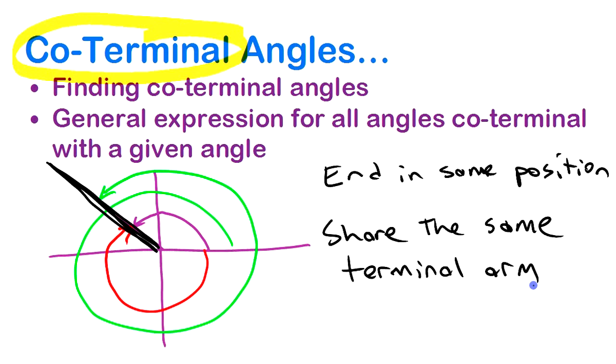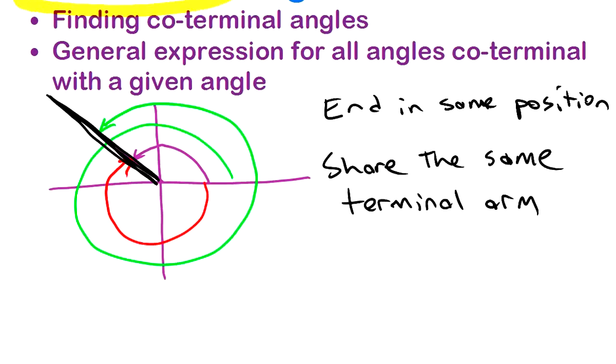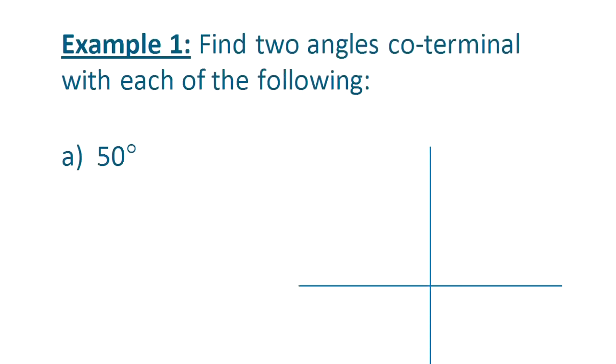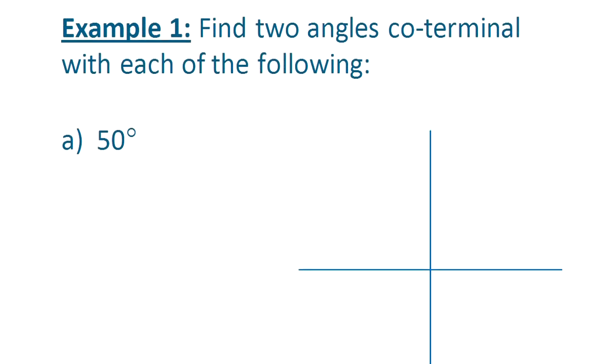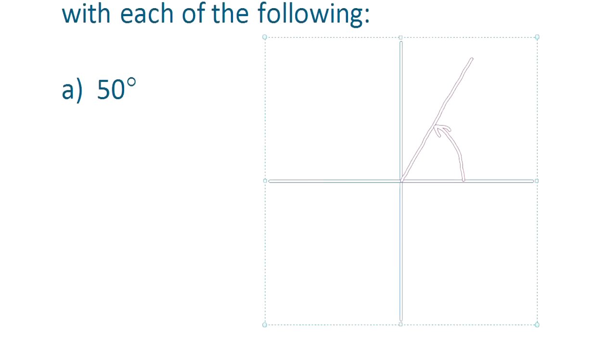All right, so let's look at what that looks like with some specific numbers here. Let's look at the first one I have down here, which is 50 degrees. We'll start with one in degrees, might be a little easier to work with. So 50 degrees would end up being right around there. Maybe it's a slight bit too much, but it'll work.